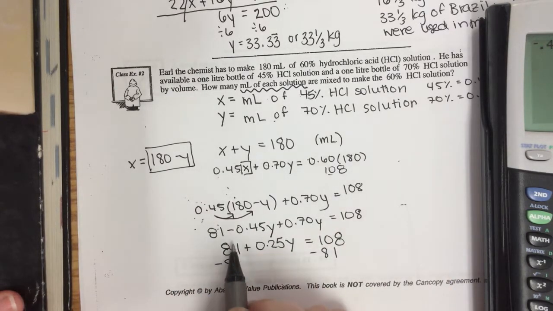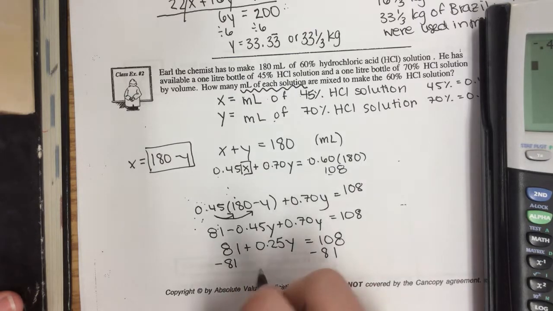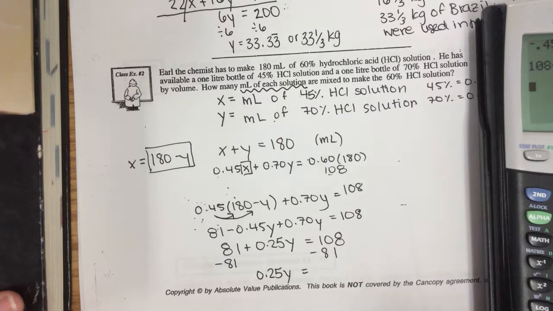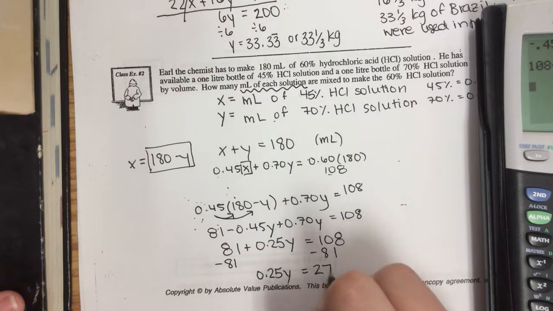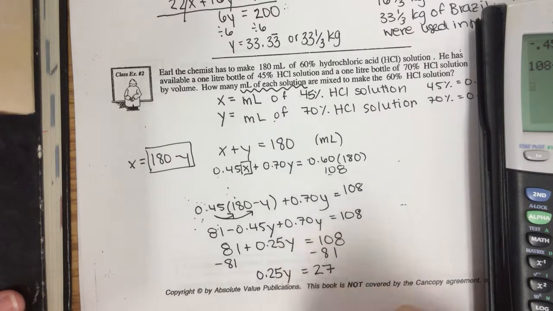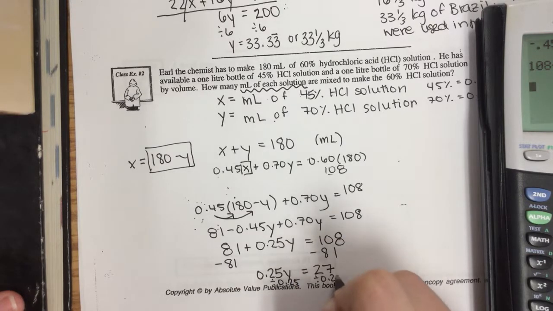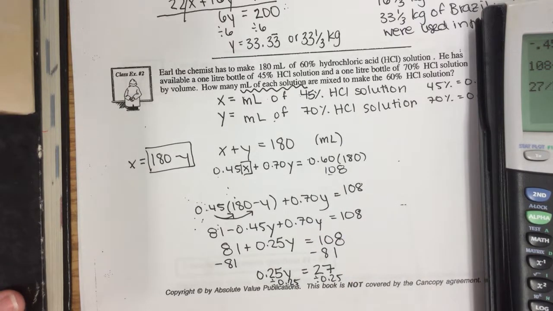So I'm gonna go 81 minus 81, that goes to 0. What's left? 0.25y. 108 minus 81 is 27. And so lastly, 27 divided by 0.25 to get what is 1y. 27 divided by 0.25 is 108.